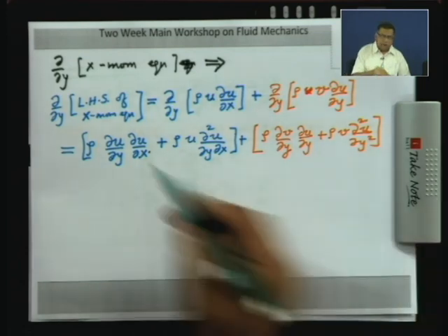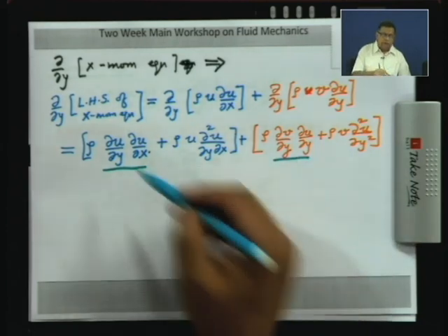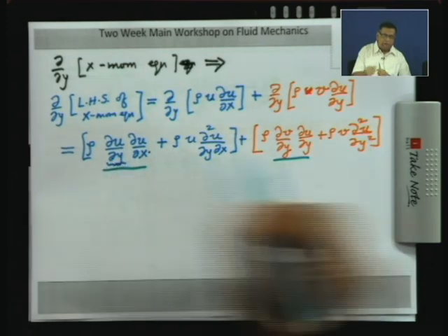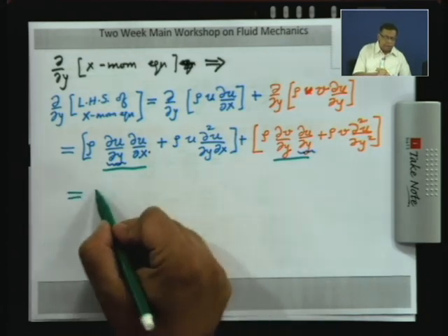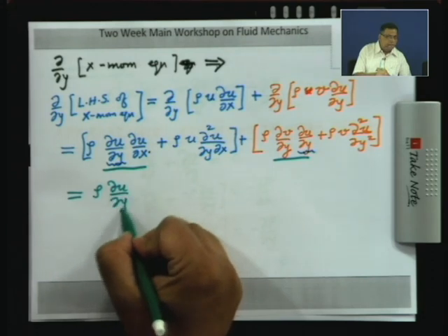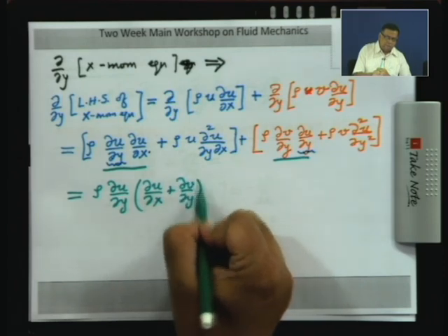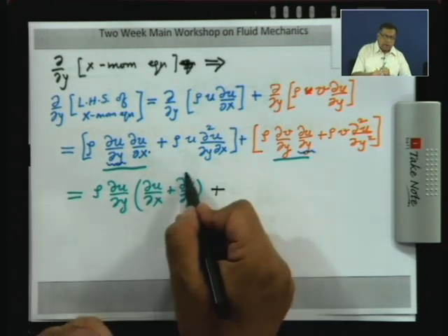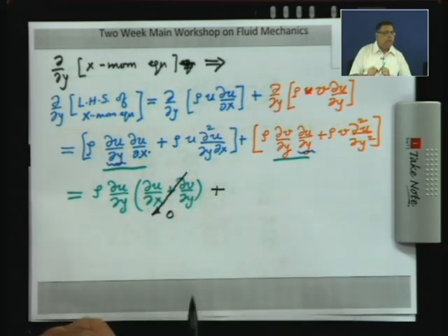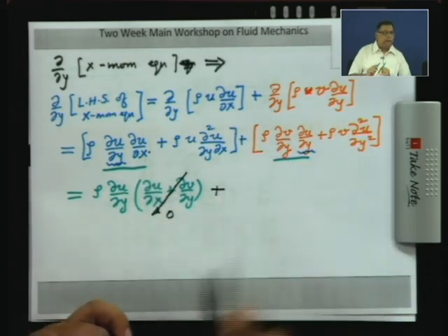Now, let us look at these 2 terms. Both of them have a common factor, which is this ∂u/∂y here. So, if I factor that common factor and write it as ρ times ∂u/∂y, you will have ∂u/∂x plus ∂v/∂y, and then you will be left with the other 2 terms. But before we go further, you will notice that these 2 add up to 0, because ∂u/∂x plus ∂v/∂y is 0 from the continuity equation. So, out of the 4 terms, 2 of them will cancel out.